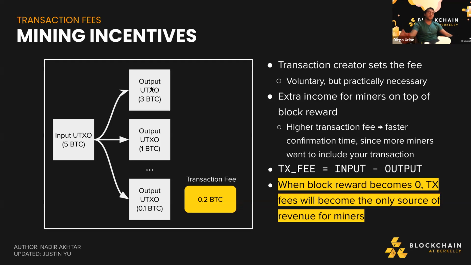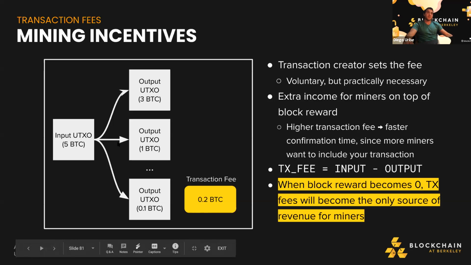So how do you specify the transaction fee in a transaction? Every transaction that you make has an input and an output. The difference between these two quantities is the transaction fee. As you can see here, we have an input of 5 Bitcoin, an output of 4.8 Bitcoin, and the transaction fee is 0.2 Bitcoin. This is extra income for the miners on top of the block reward.